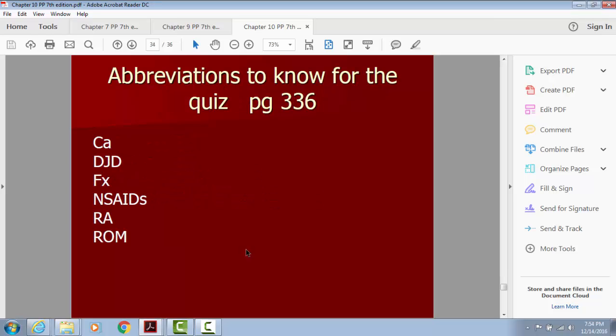Abbreviations to know for the quiz, page 336. CA means calcium, it means cancer, it can mean cardiac arrest, it can mean a few different things, but most of the time you're going to see CA meaning cancer. DJD, degenerative joint disease. FX for fracture. NSAIDs, non-steroidal anti-inflammatory drugs.